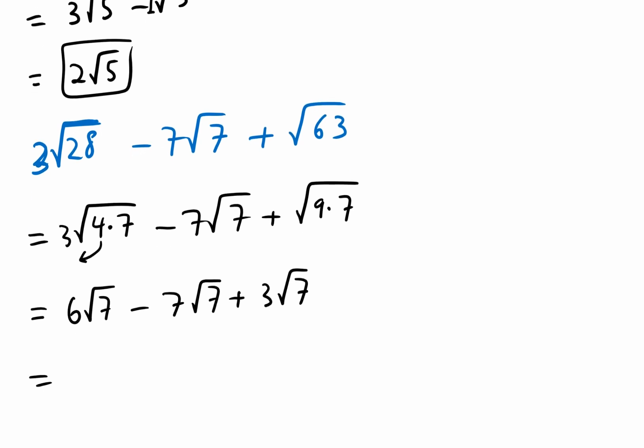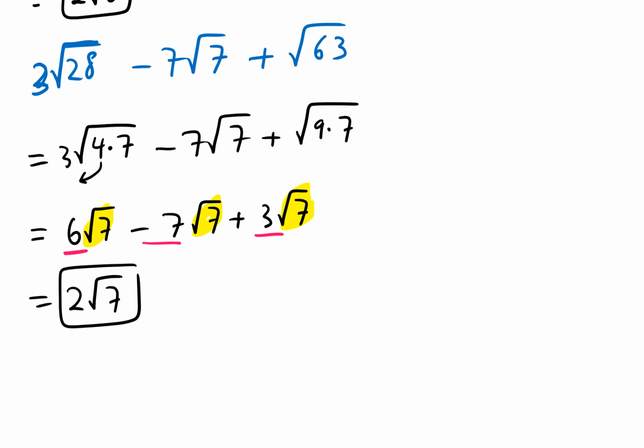Now they all have the same square root. So all we have to do is this minus this plus this. That's negative 1 plus 3, which is 2. 2 root 7. We call them like terms. We combine them.